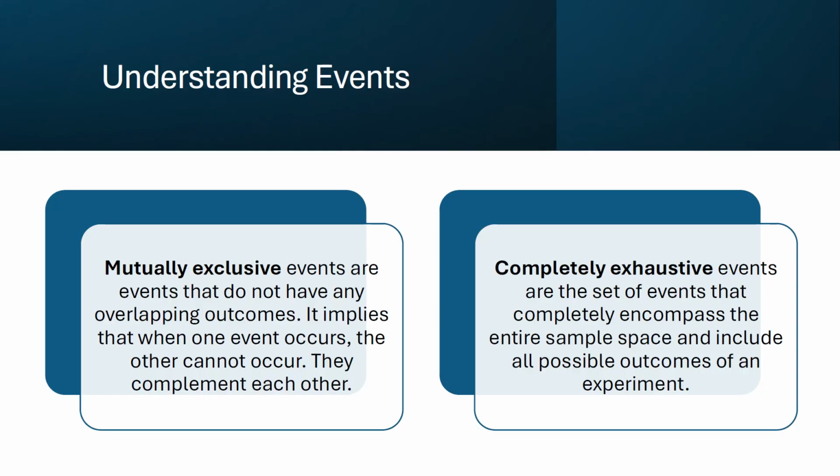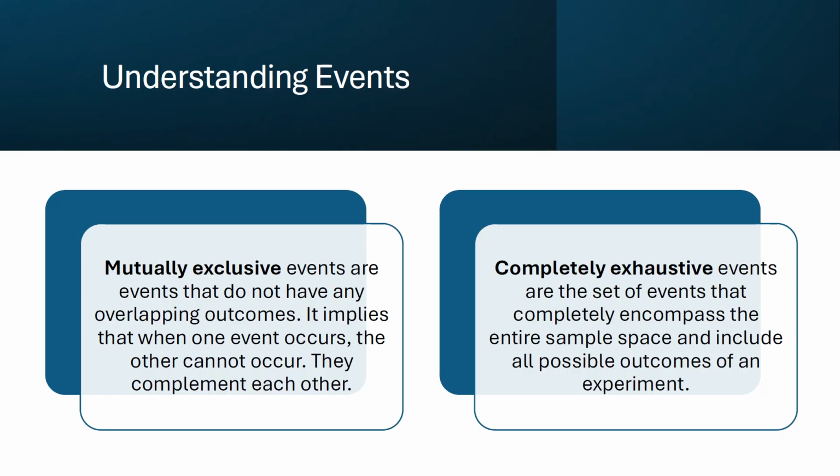Similarly, let's understand what an exhaustive event is. Completely exhaustive events are the set of events that completely encompass the entire sample space and include all possible outcomes of an experiment. The events that span the entire sample space are completely exhaustive. There is no outcome or occurrence possible beyond what is already enumerated in the completely exhaustive events.